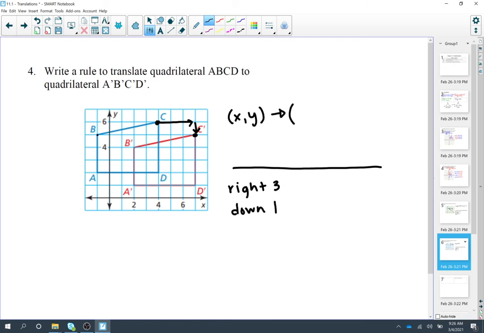If I try that on another point, it's always good to check. Right 3, down 1, right 3, down 1. So this seems to be working out. So if I want to go right 3, that is X plus 3, down 1, that is Y minus 1.